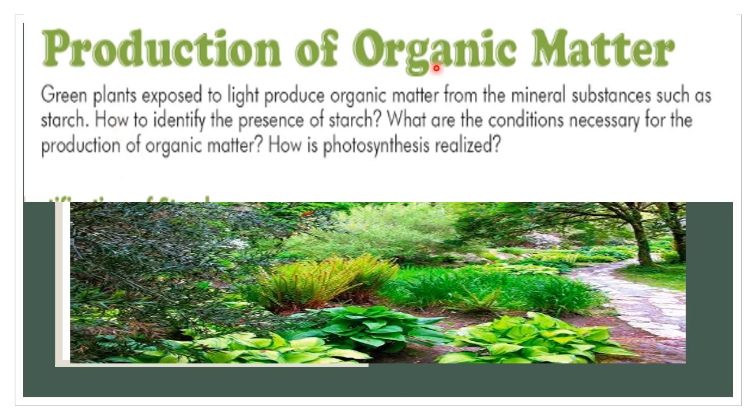Production of organic matter. Green plants exposed to light produce organic matter from the mineral substances such as starch. So, as you all know, green plants undergo photosynthesis in the presence of light to produce their organic matter, where the green plants use water and mineral salts from the soil to produce their organic matter such as the starch. How to identify the presence of starch? What are the conditions necessary for the production of the organic matter? And how is photosynthesis realized?